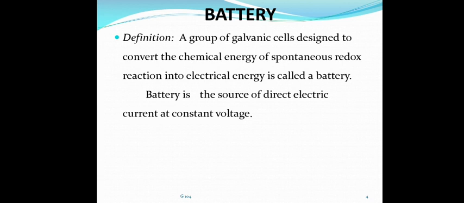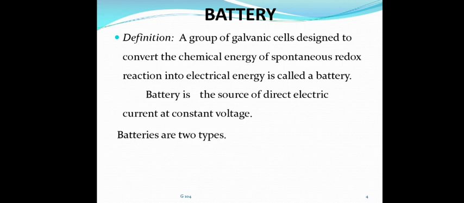Because if you take the case of the Daniel cell, it just produces 1.1 volts. That is not sufficient to run any electric device. 2 volts or 3 volts is enough, is it not? So that's why 2 or 3 galvanic cells are connected in a row to form a battery. A battery is a big form of galvanic cell, because it consists of more than one galvanic cell arranged in a row. So a battery is the direct source of electric current, and it supplies a constant voltage of current.